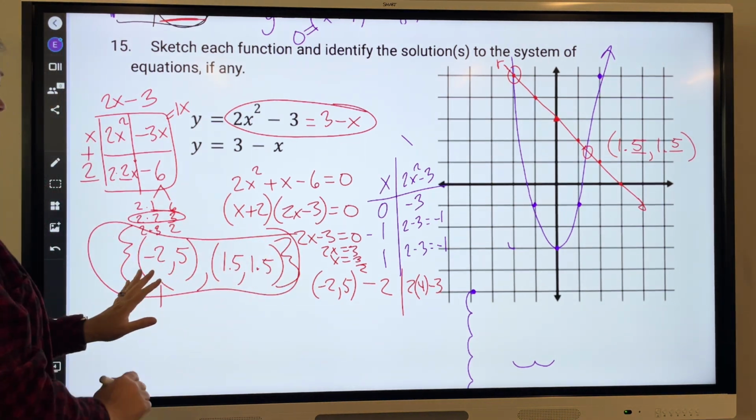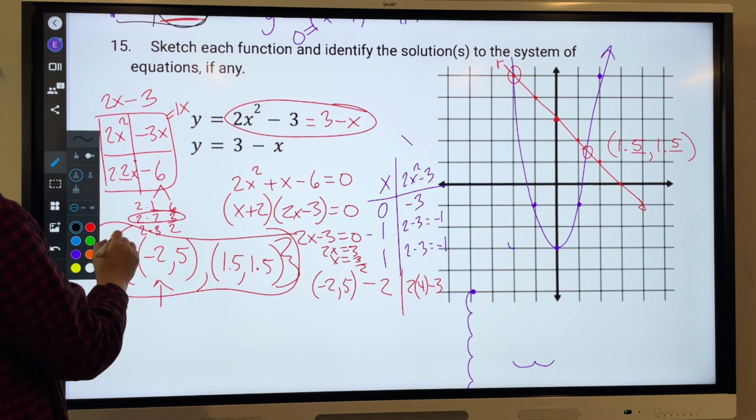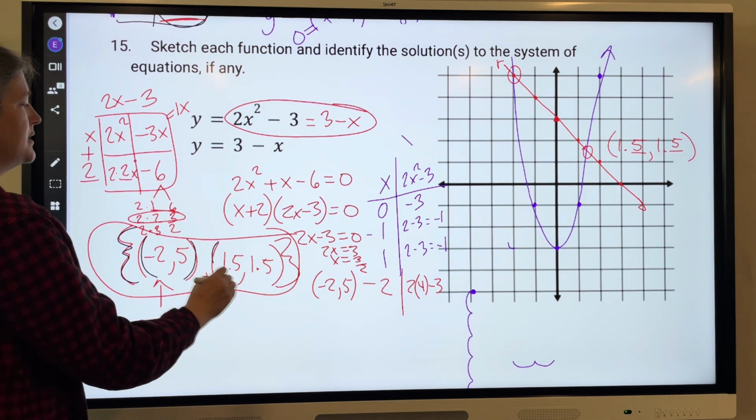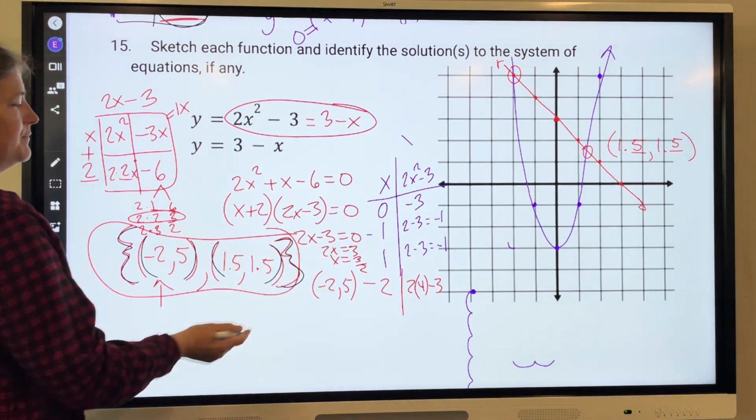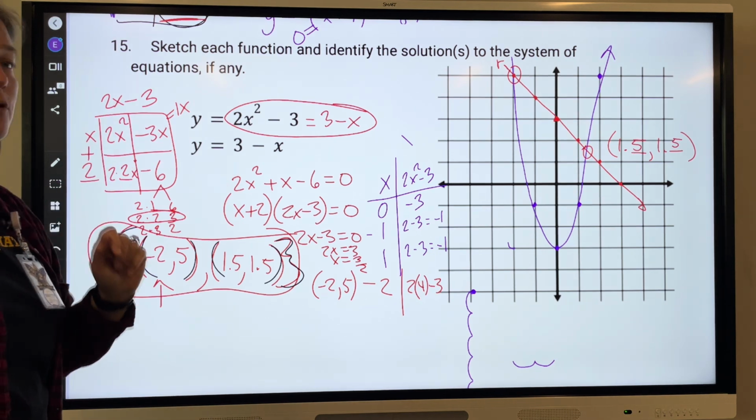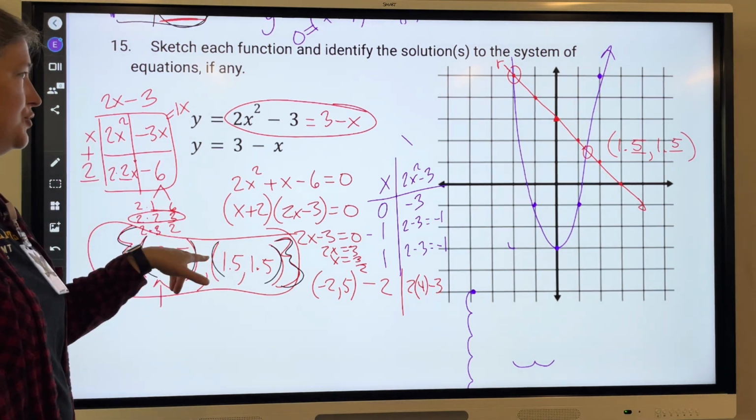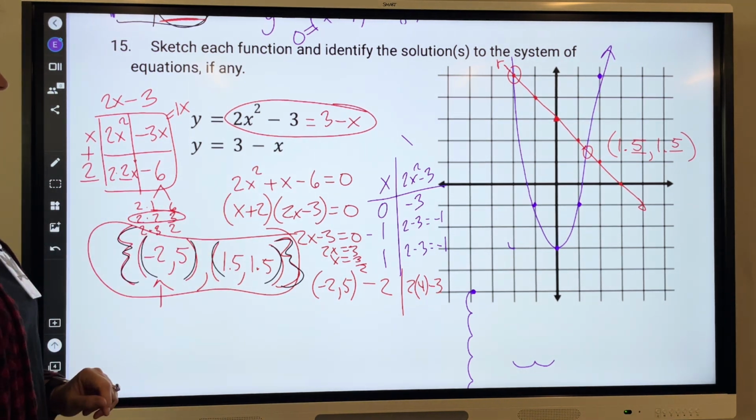I have no stickers. I need to put stickers on it's this point and this point. As predicted, when I did my quick sketch, I have 2 points that are solutions.